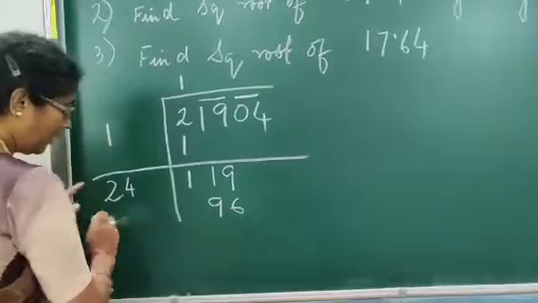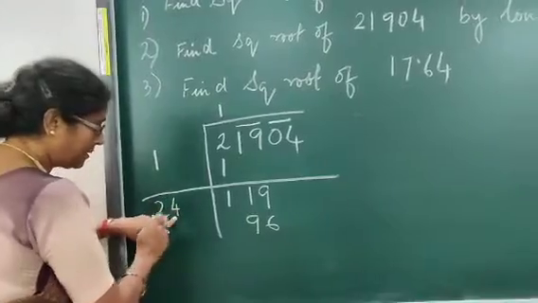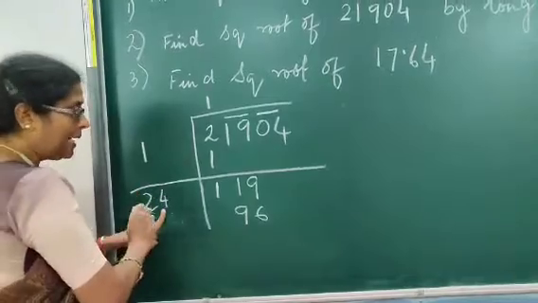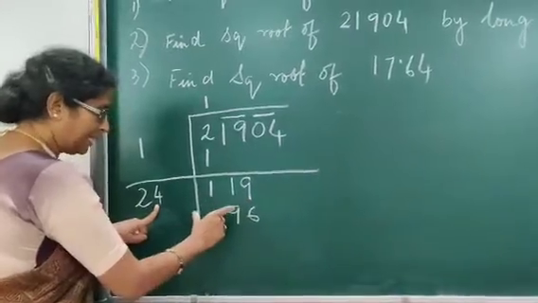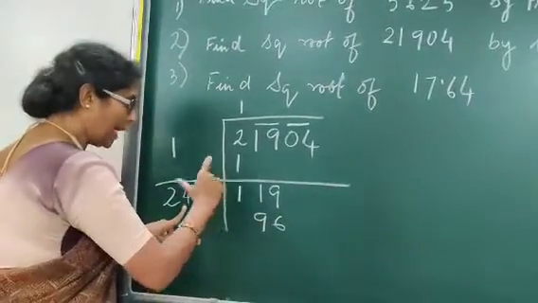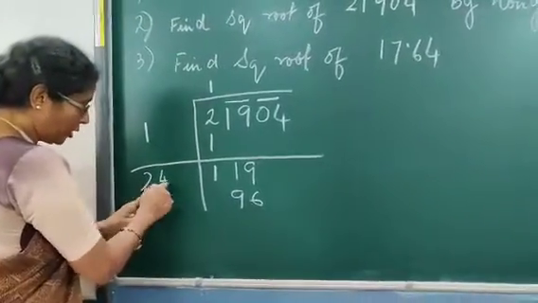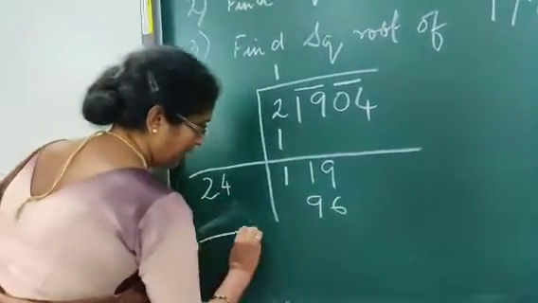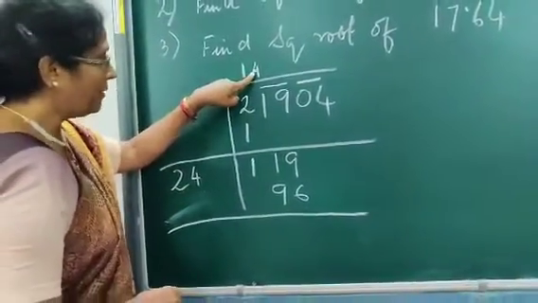So children, what I have told in these steps: the double of this number is 2. Then you have to take another number by which you multiply, so that you get either less than this number or exactly this number. If I take 5, it will become more than this number, so I can't take 5, I have to take 4. After multiplying 24 into 4, I am getting 96, which is less than 119. I have taken 4, so there also I have to write 4.